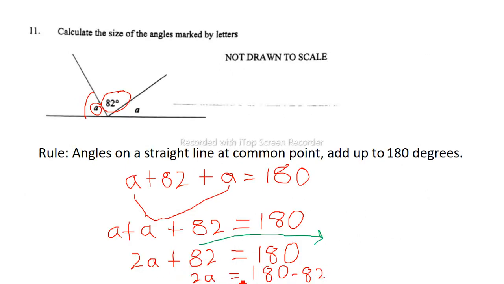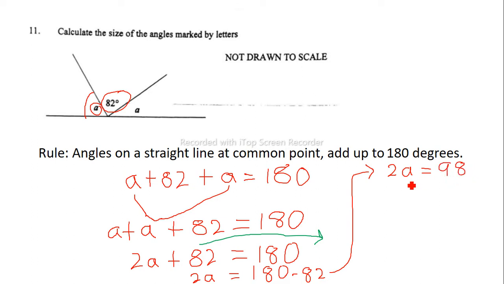Alright, so 2A equals 180 minus 82. So we're gonna continue it on here, on top. Now, I only continued on top because I don't have enough space, but you continue to write it downwards. Right, so it's gonna be 2A is equal to, what is 180 minus 82? 98.